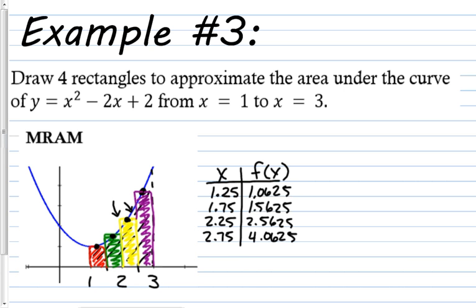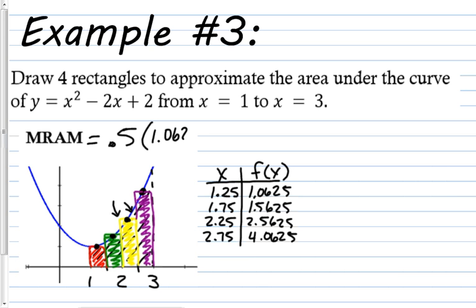All right, so MRAM requires the midpoints, not the left or the right point. So you're most likely going to have to figure out what the midpoints are and then plug them into the equation and get your heights. Again, the width here, what is the width? Well, it's going by 0.5, 0.5, 0.5, 0.5. So the width is 0.5. And then all I have to do is add up the other heights.